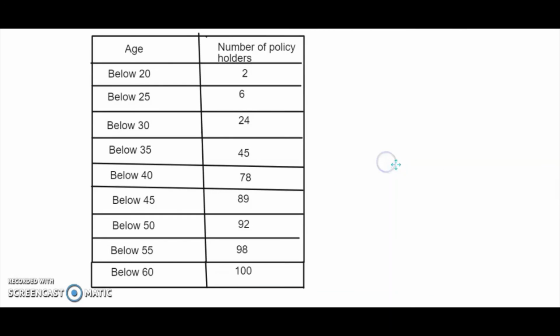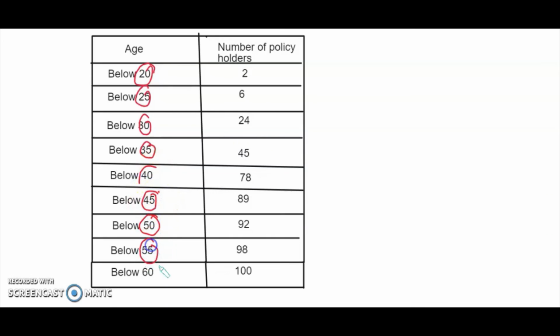First, let's check the frequency. Are they small, big, or are they increasing? They are continuously increasing. So CF is given. Now, below means the same rule, less than. So less than 20, 25, 30, 35, 40, 45. These are the upper limit of my class interval.